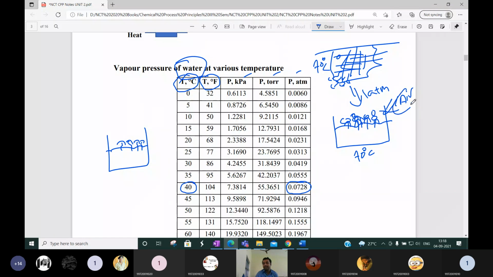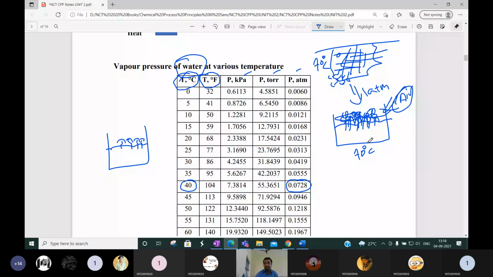And how is the air helping? This air is removing the water vapor. Once this water vapor is removed, another water vapor will come. The air will remove it, then again another water vapor will come. This is the concept: at lower temperatures also there is a certain vapor pressure. Vapor pressure is available at all temperatures.